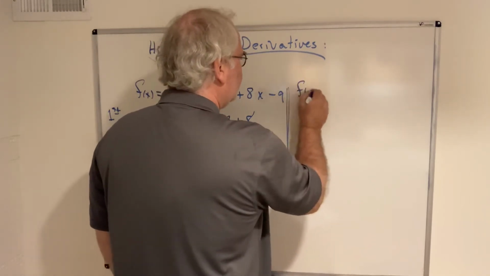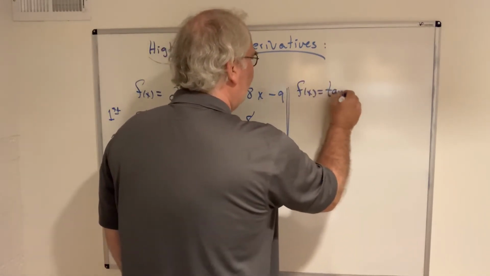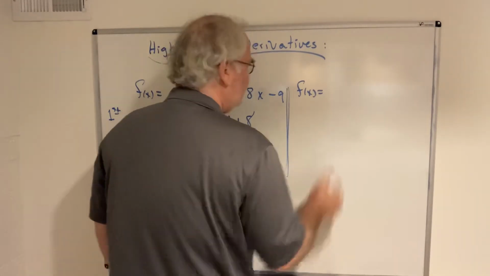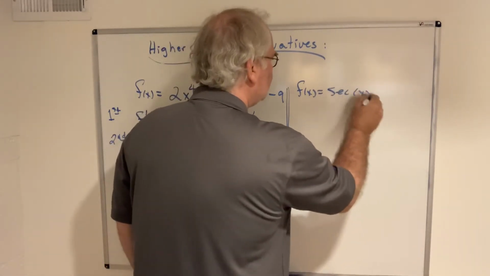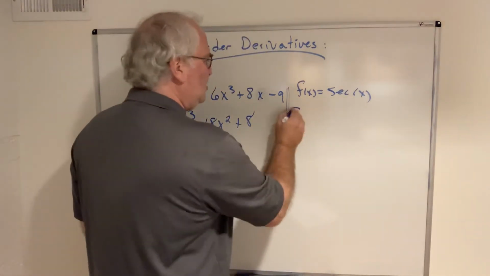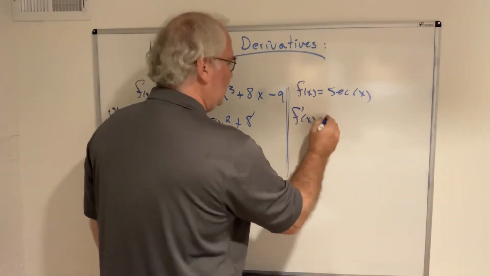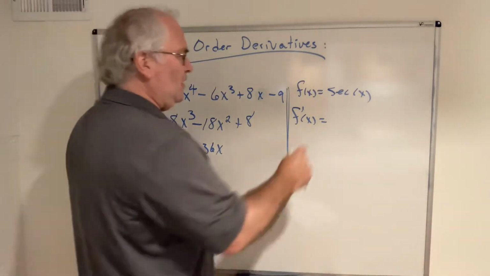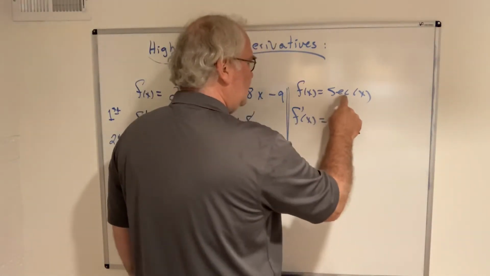Look at f of x is equal to tangent of x. Let's do secant of x. All right? What's the derivative of secant? Well, we know the derivative of secant because we know the derivatives of all our trig functions. The derivative of secant is secant tangent.